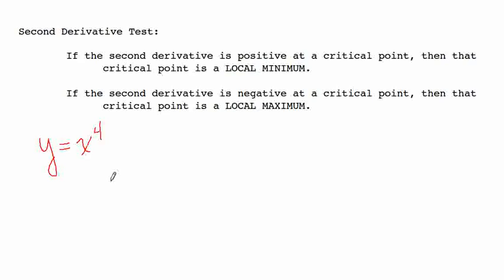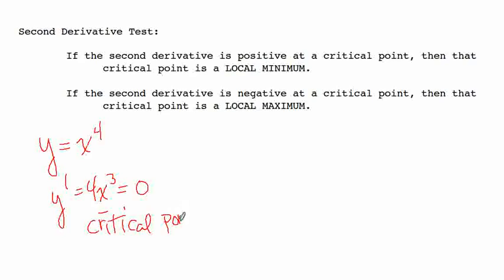However, that's all great, but that's not going to work for y equals x to the 4. Let me show you why. y prime is 4x cubed. Let's set that equal to 0. We have one critical point.